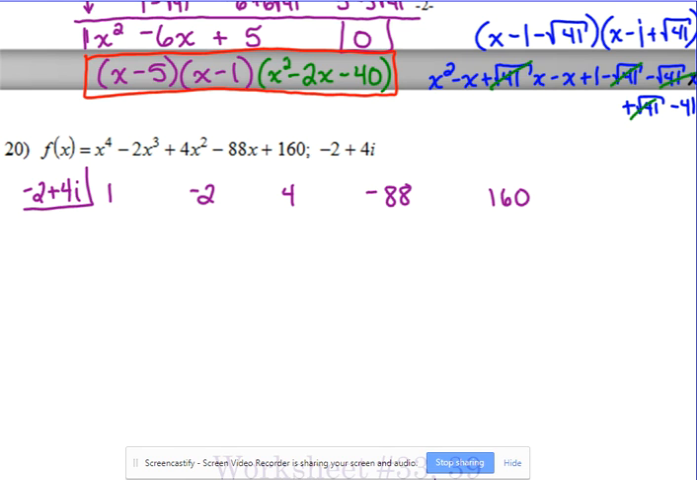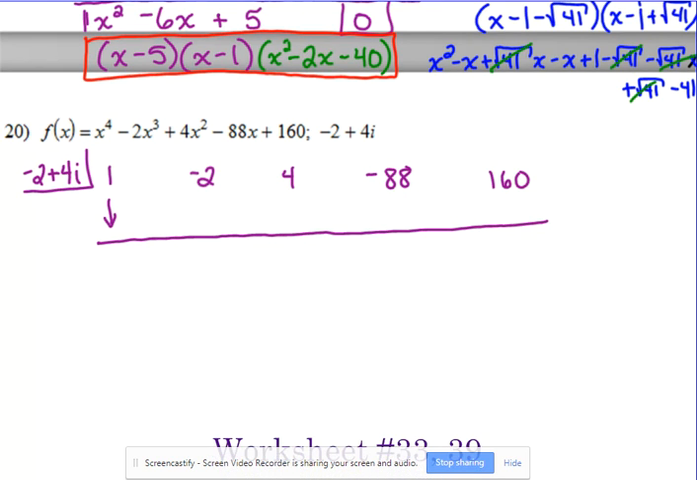Okay, so let's do this with the complex number. Okay, we're doing number 20. Okay, bring down the 1. 1 times negative 2 plus 4i is negative 2 plus 4i. Add them together. Negative 4 plus 4i. You just add the real parts together. Negative 2 and negative 2 is negative 4. 4i doesn't have anything to combine with.